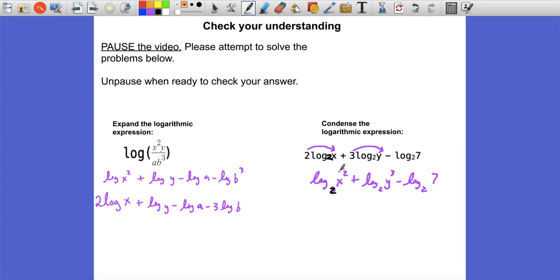Since we got rid of all our coefficients, we can now use the product rule to bring them all back together. So the positive ones, remember, go on top. We've got log base 2. Our positive ones go on top, so these two, the x squared and the y cubed. So we just say x squared y cubed. The negative one goes on bottom, it's a 7, so it's just over 7. And that's our final answer.